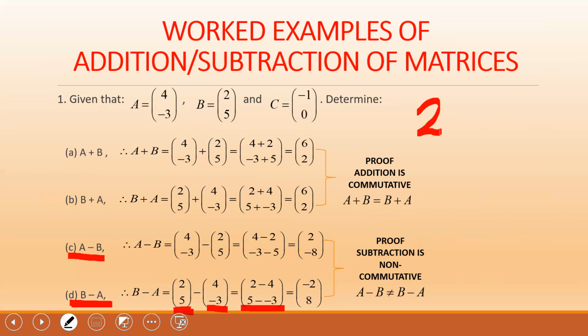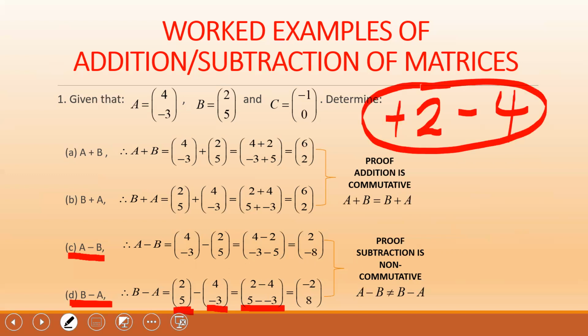So it is 2 take 4. Remember, guys, the 2 is a positive. What do you notice here? The signs are different. One is a plus, one is a minus. So it therefore means that we should subtract and keep the sign of the bigger. 2 from 4, we know that 2 from 4 is 2.